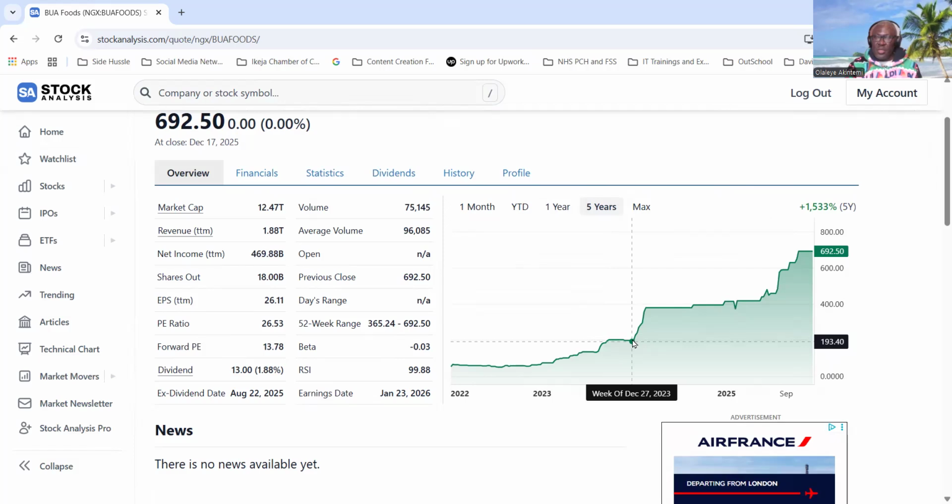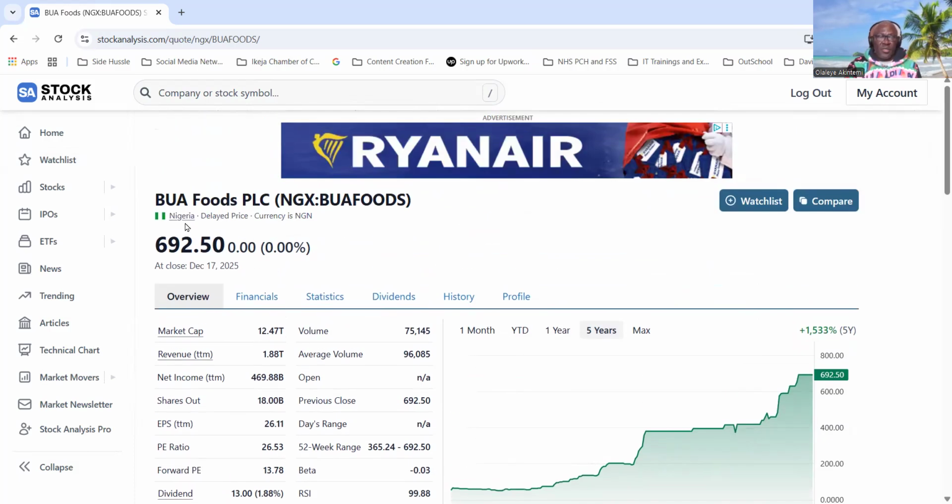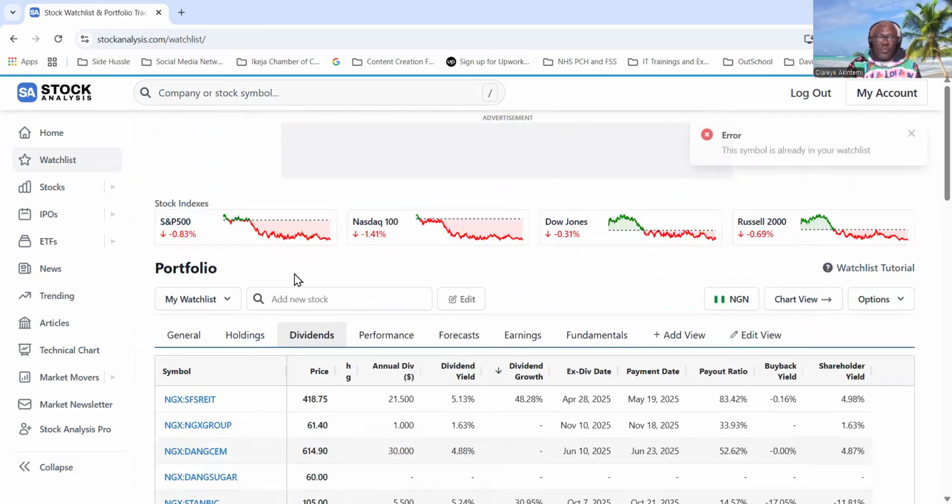Whoever bought this stock in 2024 at 193 naira would have made a lot of gain, because if you bought it when it was 193 naira, and it is now 682 naira, that's a lot of gain. So let's go back again.